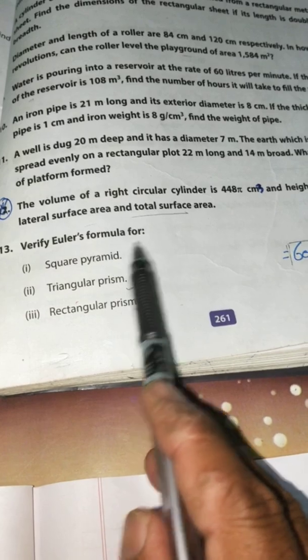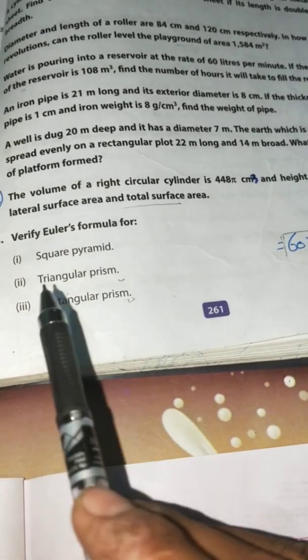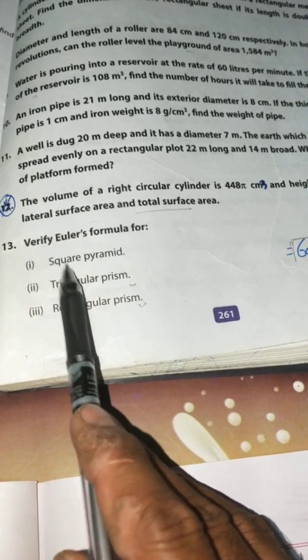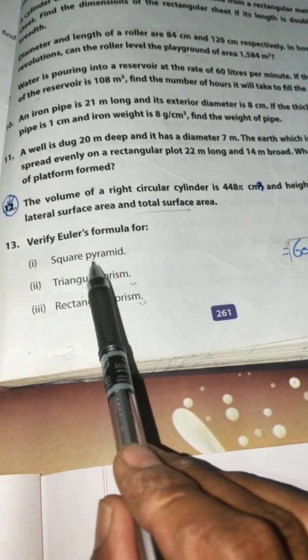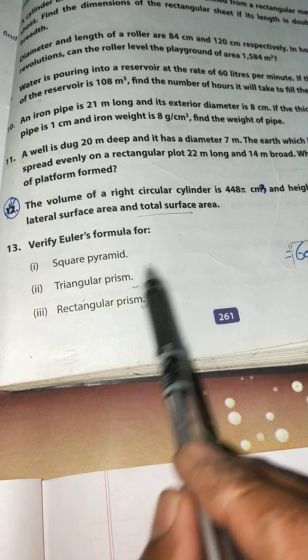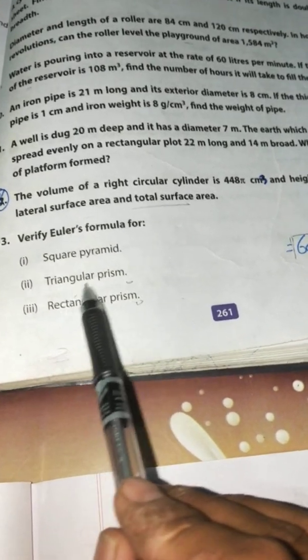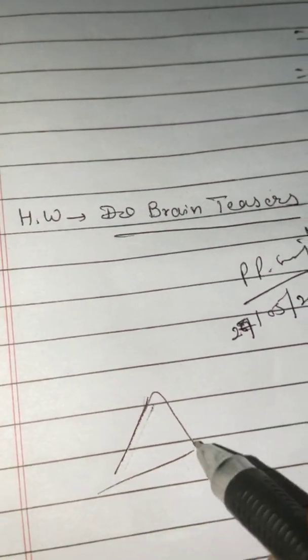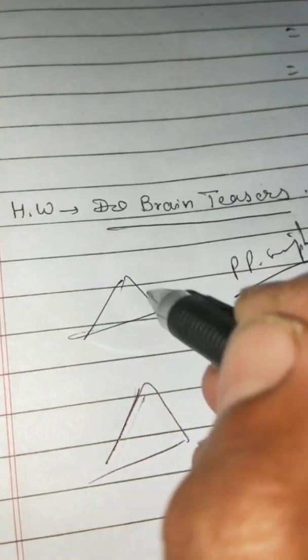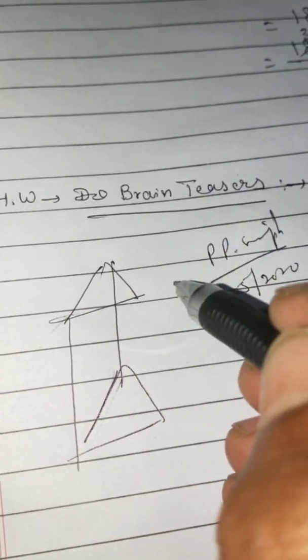Verify Euler formula for square pyramid. It is given starting from this visualizing 3D shapes. I draw the figure of a square pyramid. So verify Euler's formula: the sum of faces plus vertices is equal to sum of edges plus 2. Triangular prism. Triangular prism means this is your triangle and again this is your triangle. Join them. This is called your triangular prism.